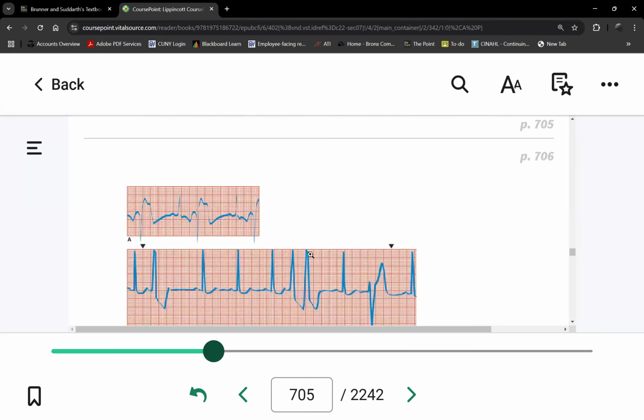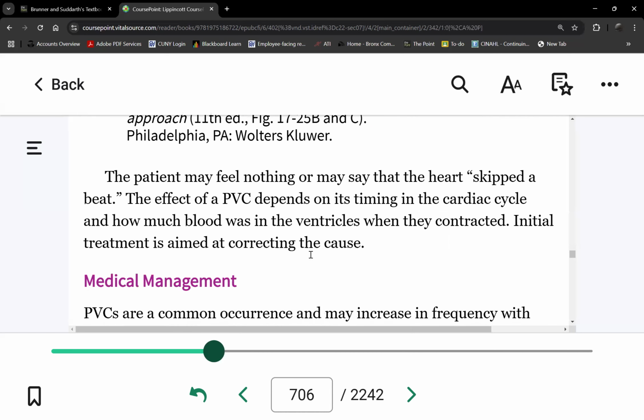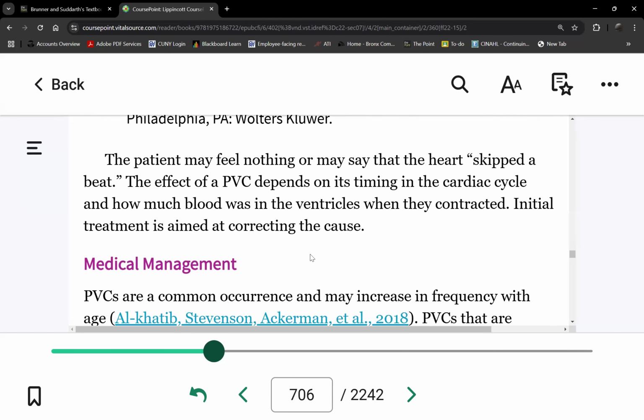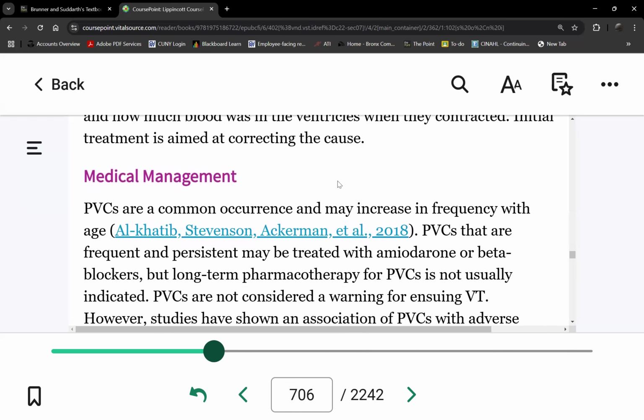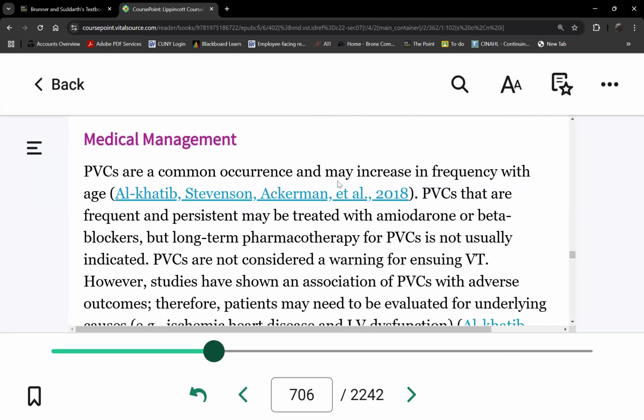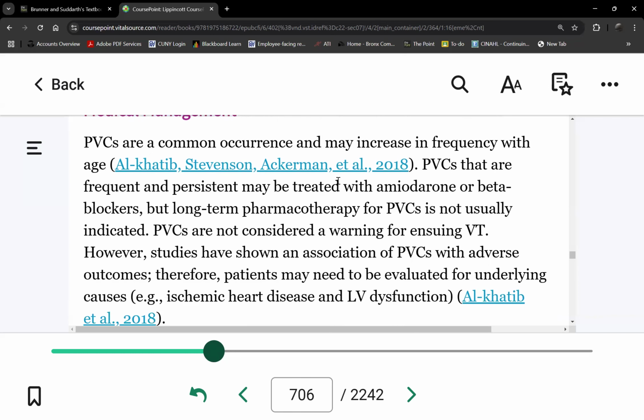So the patient, just like PAC, their main complaint is, I felt like my heart skipped a beat. That's all they're feeling. It's not serious if it occurs in an otherwise healthy person. But if this occurs in a patient with a cardiac history, it can be concerning and must be treated. Medical management, if it's an otherwise healthy patient, is no medical intervention. We simply identify and eliminate the cause if we can.